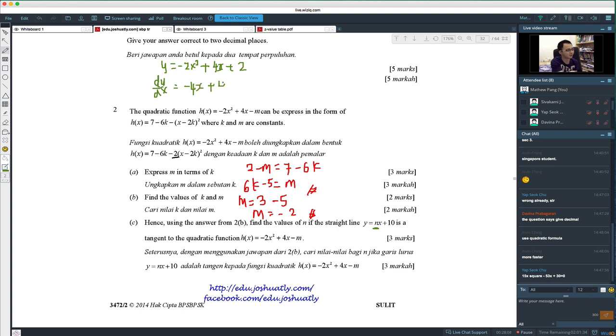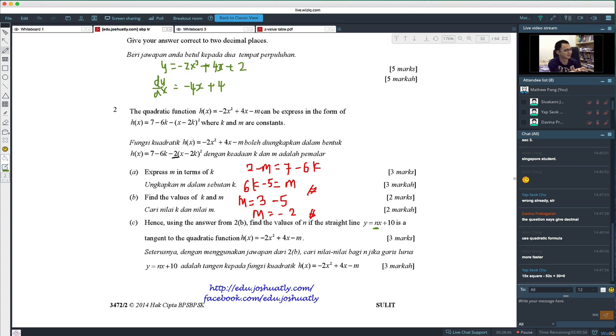Okay, in order to find the values of n, I will need to know which point the tangent is passing through. Is the question saying which point it passes through? By using your answer from 2b, find the values of n where the straight line is a tangent to the curve. Oh, I have to do b squared minus 4ac one. Oh my god. Yeah, so I have to do b squared minus 4ac. Since it is tangent, b squared minus 4ac equals 0, then I will get.